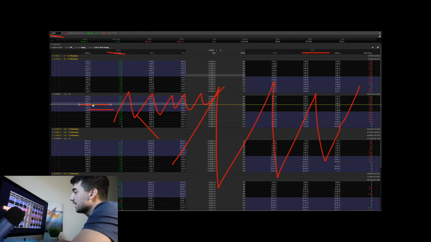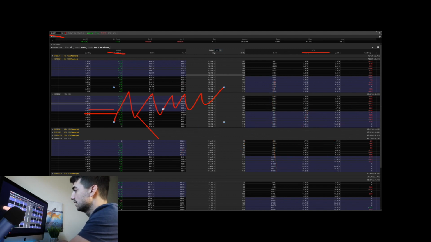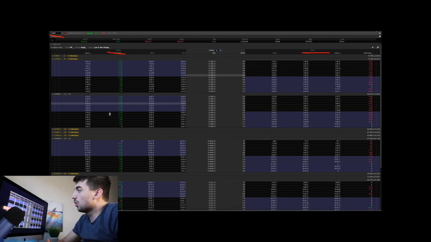The nice thing about that is that with options you have a cap on how much you can lose, which is your premium, and you technically have an uncapped, unlimited amount that you can win. That's one of the things that really attracts people to options, the ability to win as much as possible.